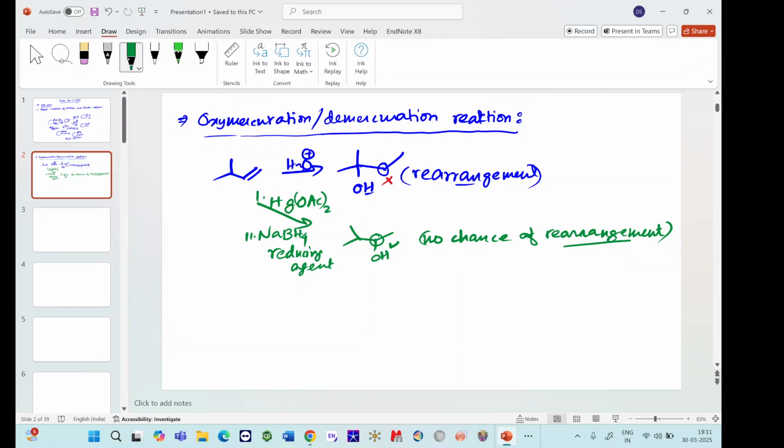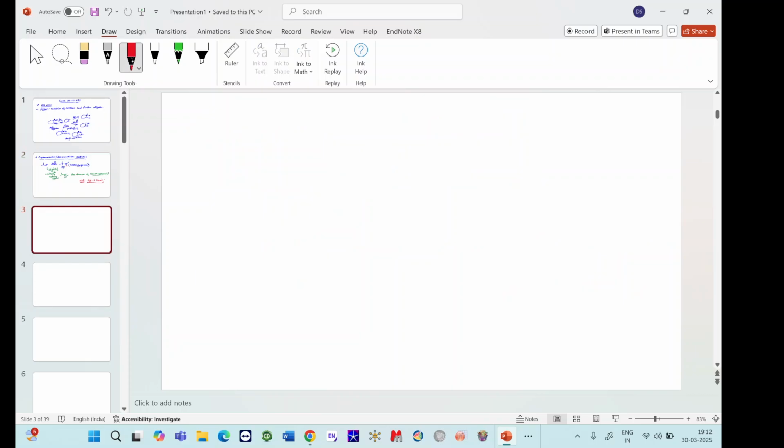But the negative thing is that mercury is toxic. So it is not recommended to use in the lab, but still, if you don't have any other option, then you can go for this reaction in a controlled way. Similarly, we'll study some other reactions.